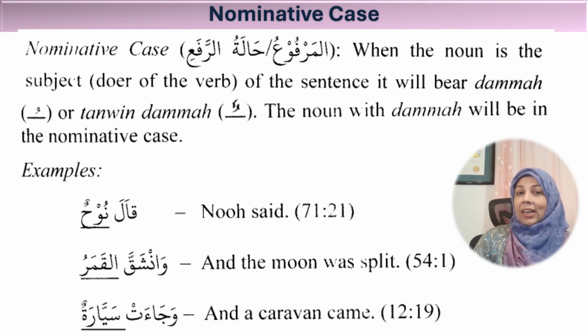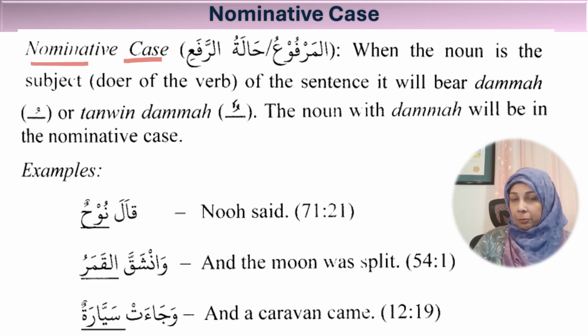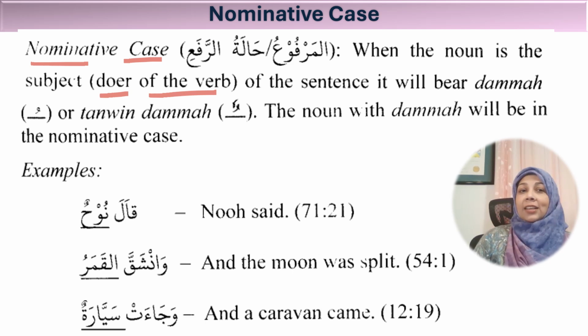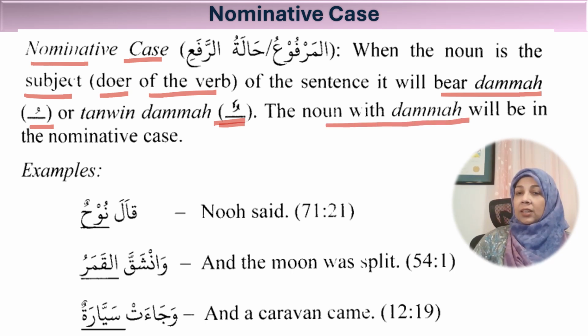Now let's take another function of the nominative case. I have introduced to you verbs before, and I have mentioned to you that verbs always have a doer of the verb, which is called the subject of the verb. So now we learn that the subject of the verb will also bear Dhamma, either a single Dhamma or a tanween Dhamma. And we say that this noun with the Dhamma will be in the nominative case.